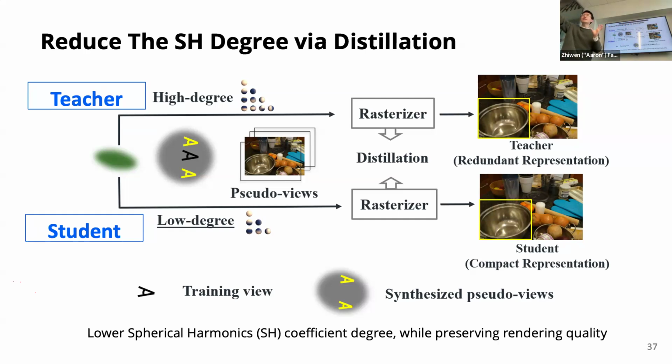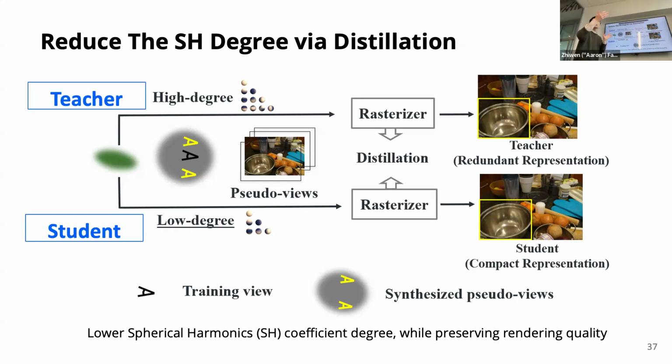A teacher model equipped with more knowledge, with a higher spherical degree, models the lighting very well. But for the student model, we use a smaller degree for the spherical harmonics. Then we try to transfer the knowledge from the teacher with a higher degree to the student with a lower degree of the spherical harmonics.